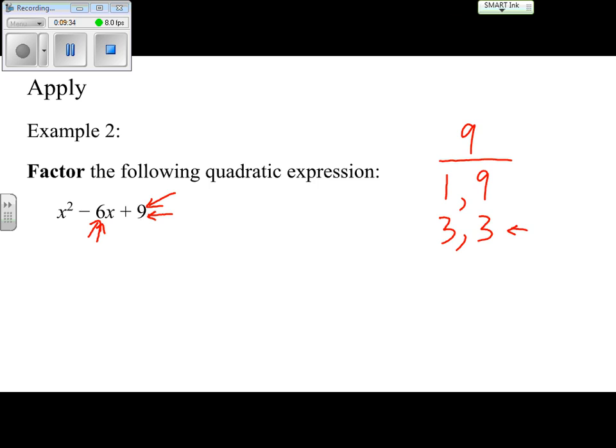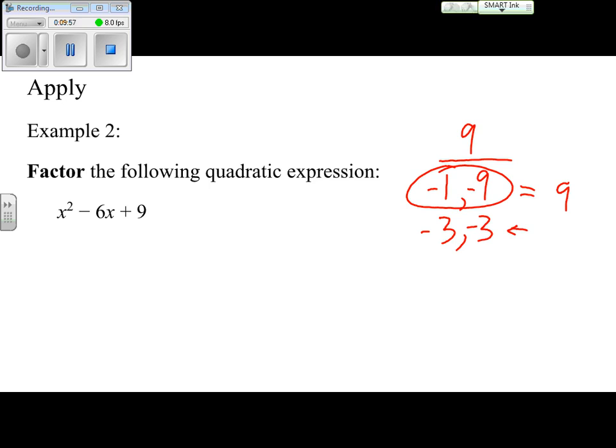So now the question is, what sign are they going to be? Well, as we said before, since only the b is negative and the c is not, they are both negative. And the reason for that, if I take this first pair and I multiply them together, I end up with a positive answer. Negative times a negative gives me a positive, and 1 times 9, of course, gives me 9, which is what we were originally looking for.